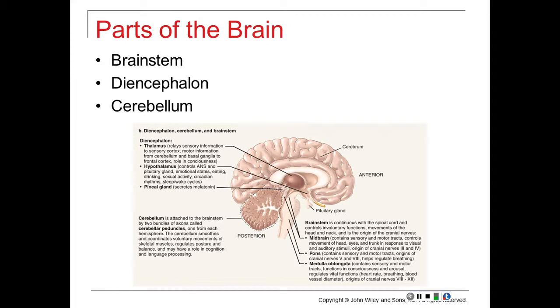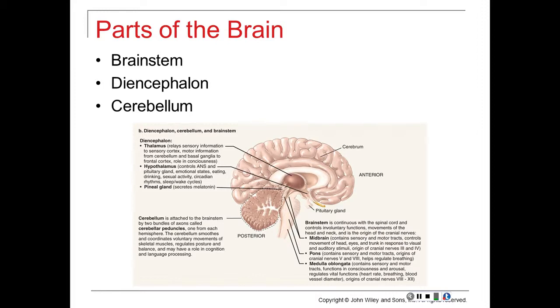The hypothalamus is just underneath and in front of the thalamus. It's this area right here. The hypothalamus is the relay between the endocrine and nervous systems. So the hypothalamus is going to control a lot of our autonomic nervous system functions, the pituitary gland, emotional states, eating, drinking, sleep-wake cycles, etc.